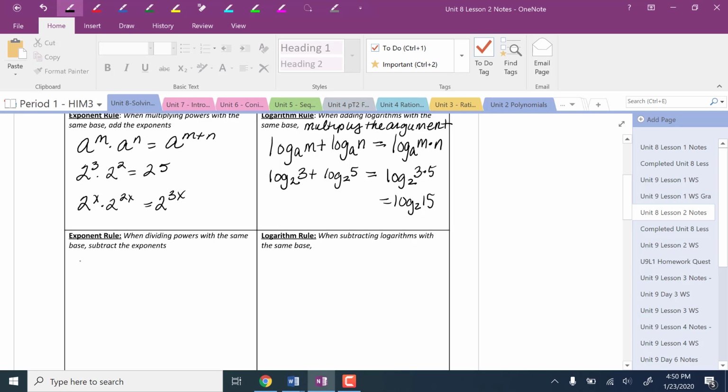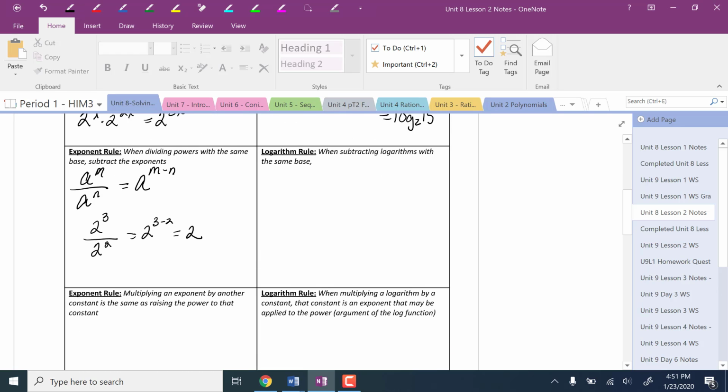If we look at an exponent rule that we know very well, a to the m over a to the n, we can rewrite that with one base, a to the m minus n. We're subtracting the exponents. Do a couple of examples. 2 to the third over 2 to the second would be 2 to the 3 minus 2, or just 2. Likewise, 2 to the x over 2 to the 2x would be 2 to the minus x, or 1/2 to the x.